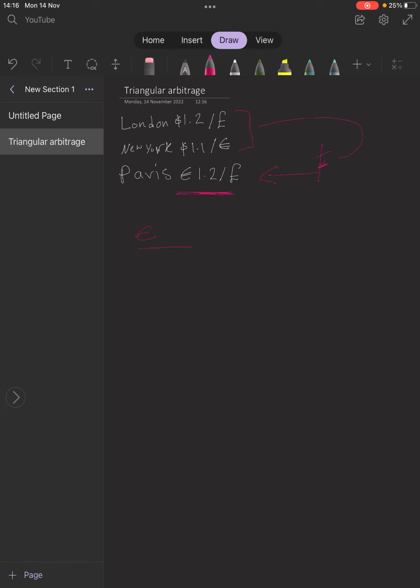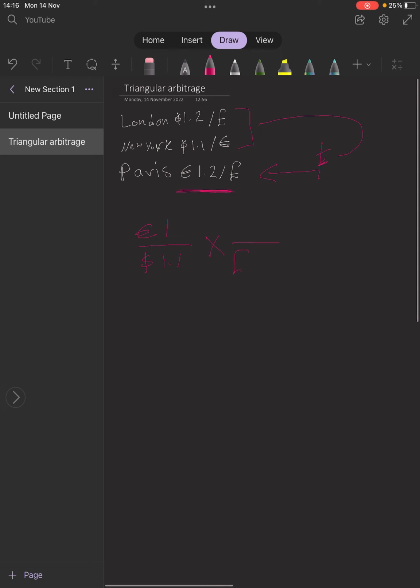We can find that in New York, €1 needs to pay $1.1, times, we need to get the pounds in the denominator, so for £1 we need to pay 1.2 US dollars.